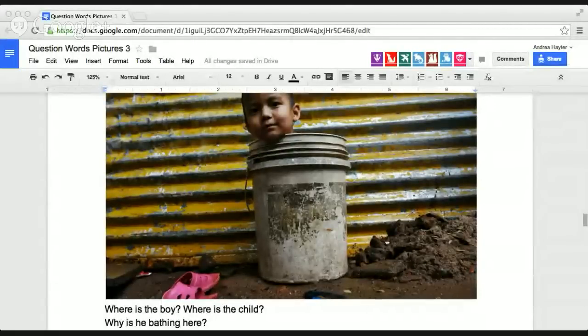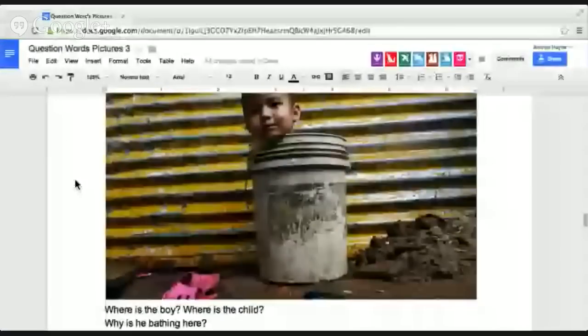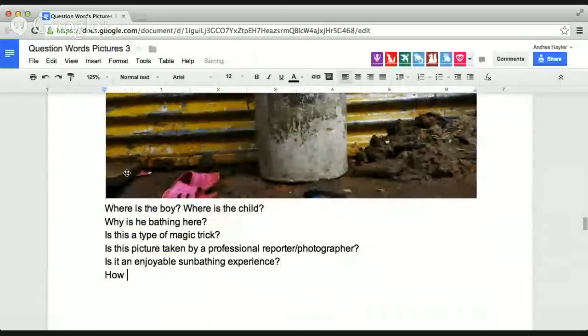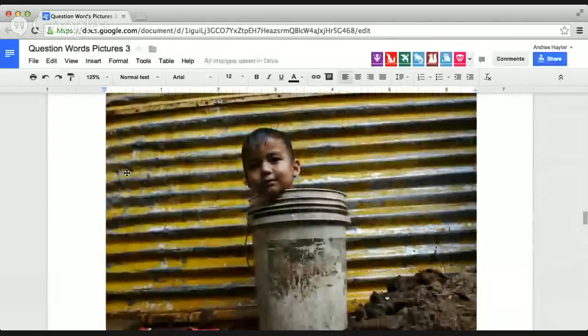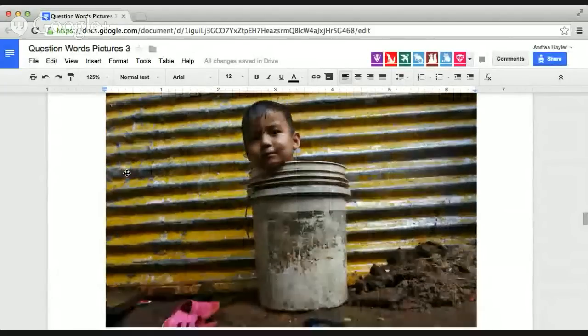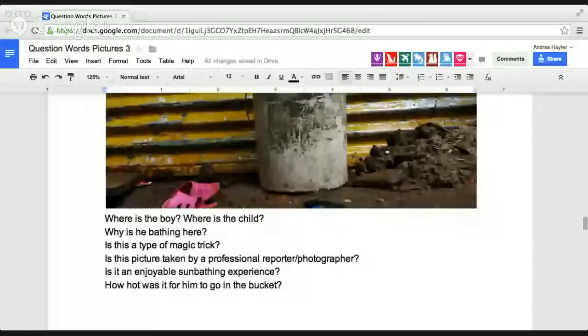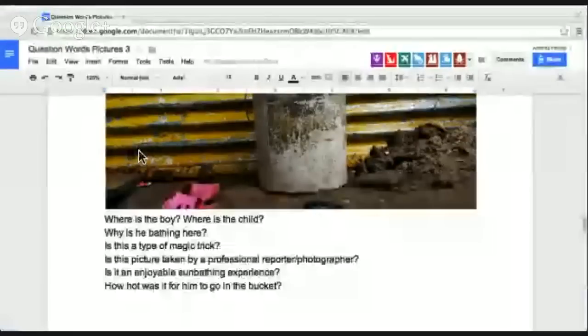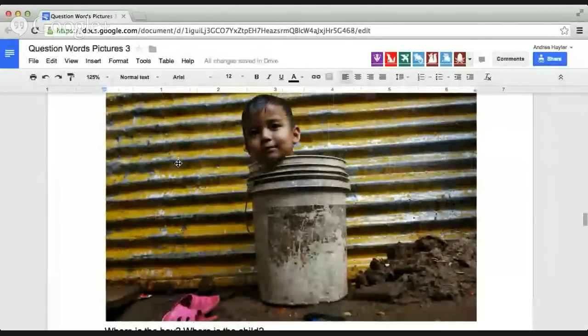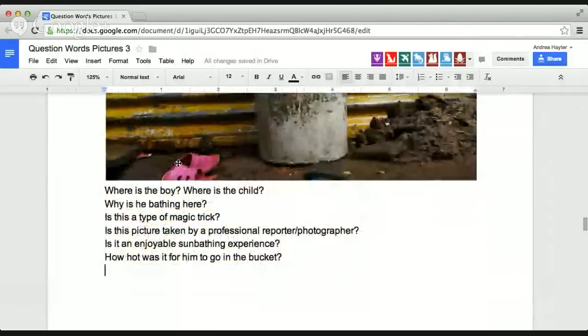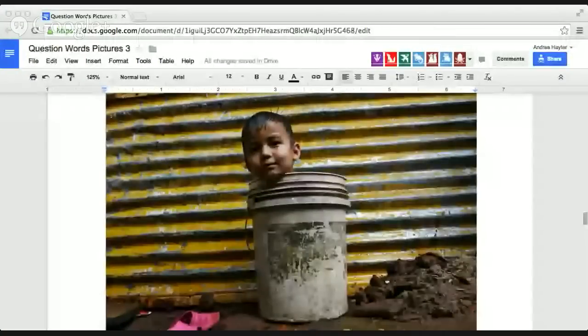How hot was there that he got inside the bucket? How hot, like you're talking about it's hot outside and he has to go in the bucket? Okay, how hot was it for him to go in the bucket? All right. Hi, Jan. Would you like to ask a question about this picture? Is it look like a Photoshop combination? Good. Is it a Photoshop combination? Yeah, looks like it could be. It's like, is this even a real picture? I don't know. That's a good question, too. Is it a real picture?